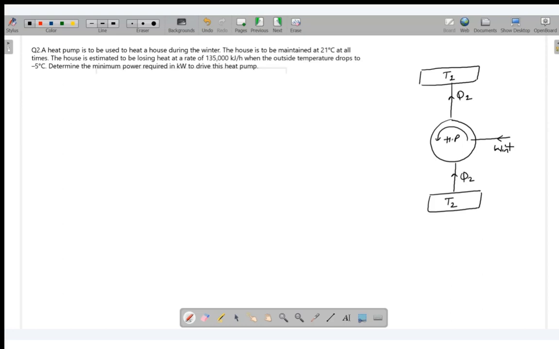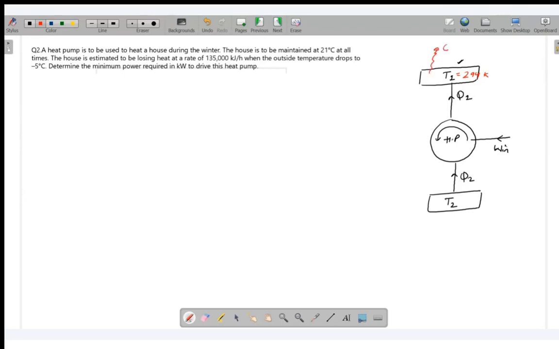Okay. So the heat pump is used to heat a house during winter season. The house is to be maintained. So this is my house in winter, and it is to be maintained at 21 degrees Celsius. So 21 means what? 21 means 294 Kelvin at all times. The house is estimated to be losing heat at the rate of 135,000 kilojoule per hour.